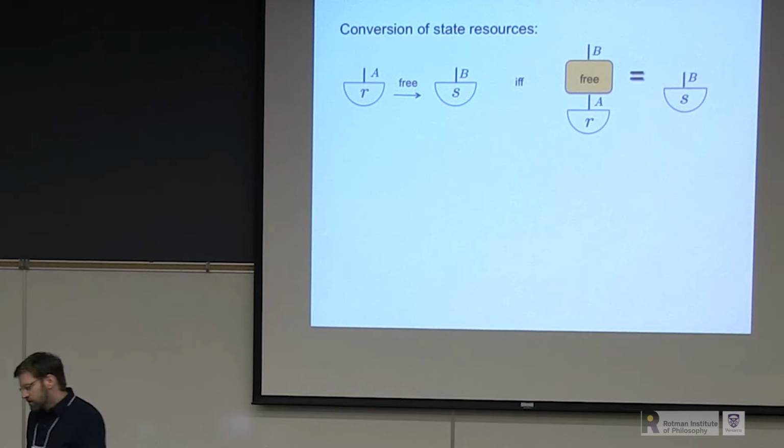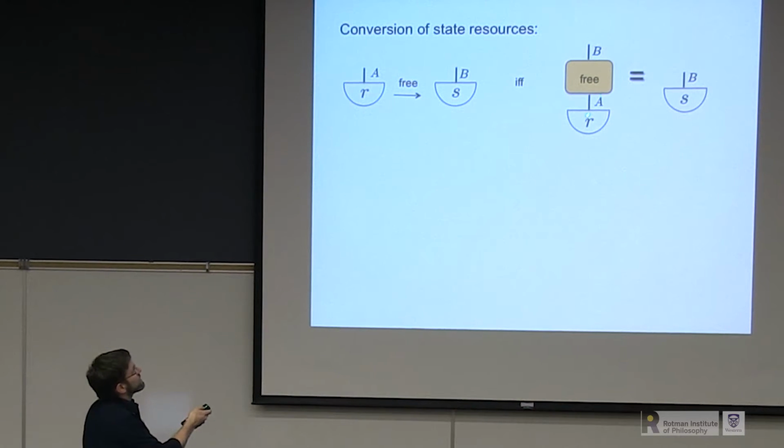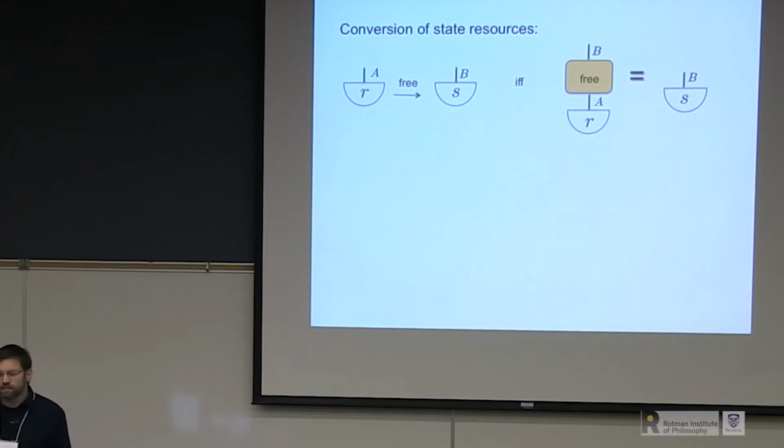Okay, so the main question that people ask in resource theories is about conversions of resources. So if I consider a pair of states, for example, R and S, I want to know, can I get from R to S by free processes, things that I've allowed for free? So in this case, I need a process that goes from type A to type B. So if there exists a free process that'll do it, then I say, yes, R goes over to S.